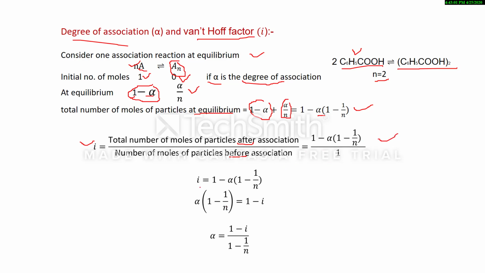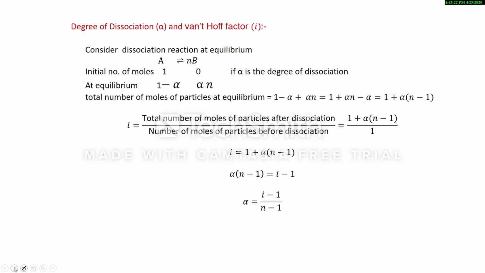Again, that is i is equal to 1 minus alpha multiplied by 1 minus 1 by n. Again you rearrange, and finally we can find out that alpha is equal to 1 minus i divided by 1 minus 1 by n. This gives the relationship between degree of association alpha and Van 't Hoff factor. In the same way, we can find out the degree of dissociation alpha and Van 't Hoff factor.